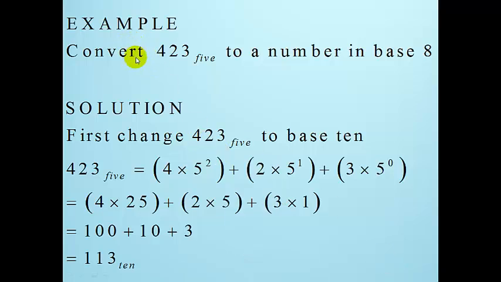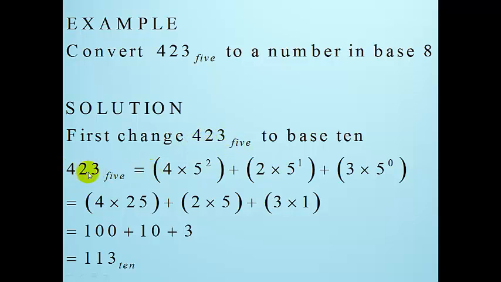Example: convert 423 base 5 to a number in base 8. That is, we are converting from base 5, 423 base 5, to a number in base 8. Solution. The first thing we do is to change 423 base 5 to base 10. And how do we change 423 base 5 to base 10?